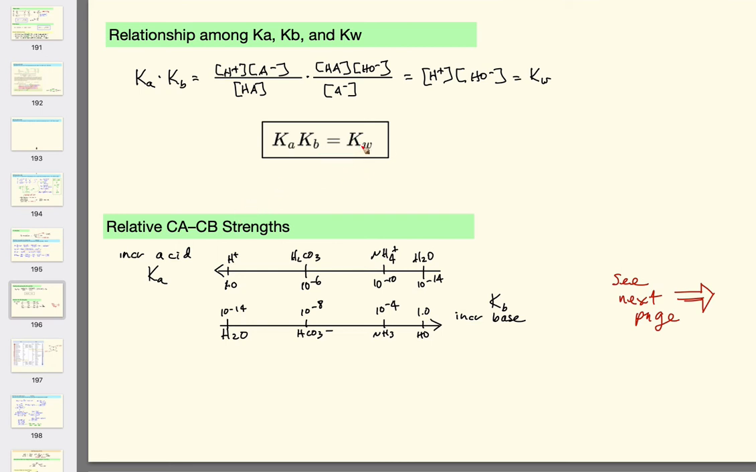Okay, take a quick aside and let's look at the relative strengths of conjugate acid and conjugate base. This is kind of going to make sense. If something is a really strong acid, its conjugate base is going to be really weak. If something is a really weak acid, then the conjugate base is going to be relatively strong. And so they are inversely proportional. Let's show you some examples of that on the next page.